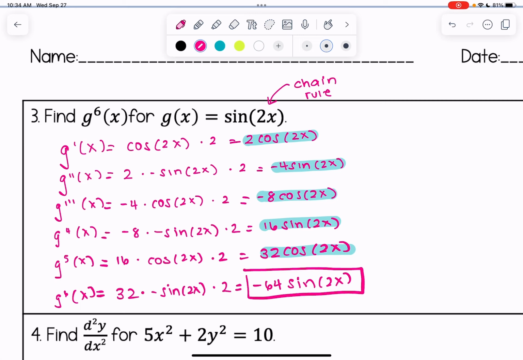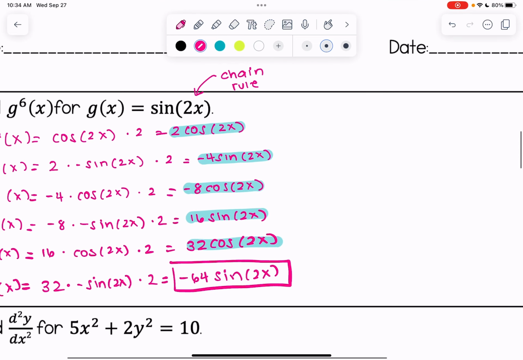All right, let's talk about how maybe we could have gotten to this answer a little bit faster. If we think about the derivatives, the derivative of sine is cosine, the derivative of cosine is negative sine, the derivative of negative sine is negative cosine, and then we loop back up.